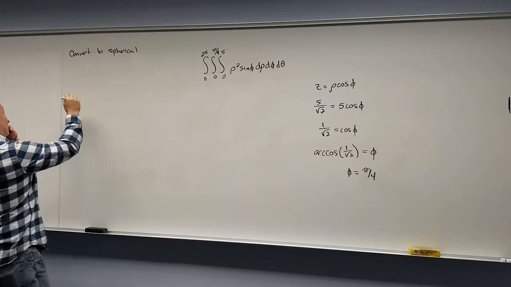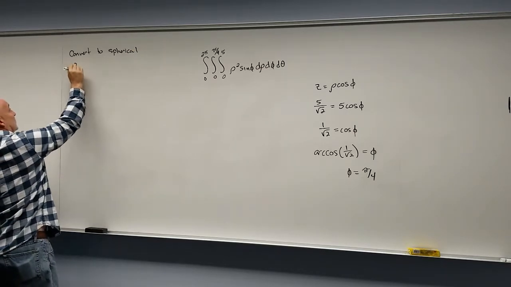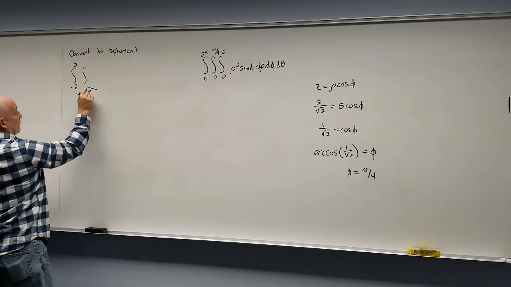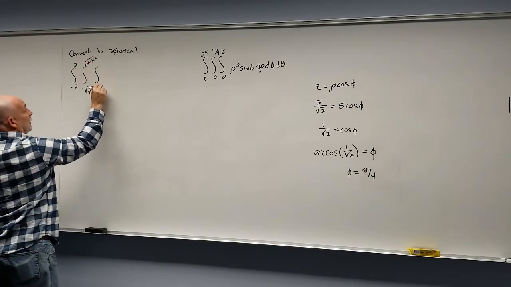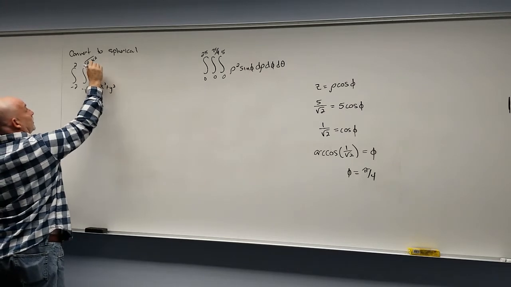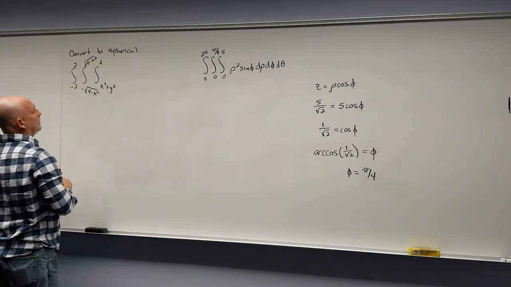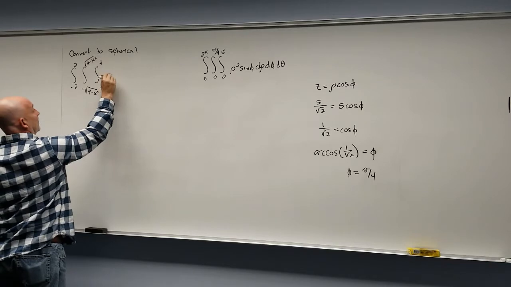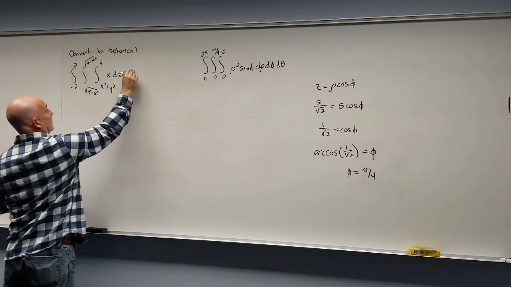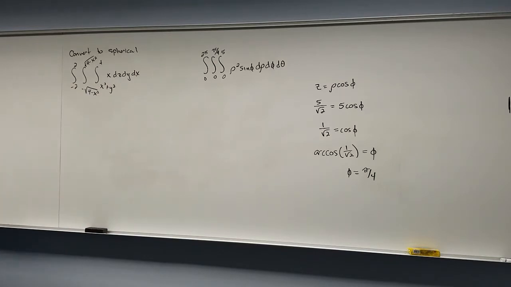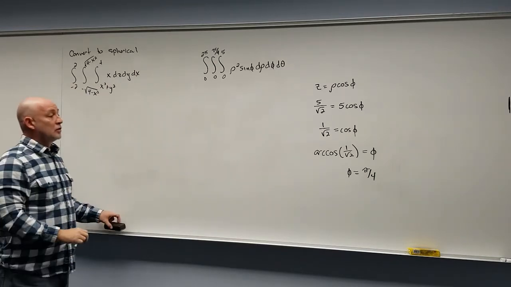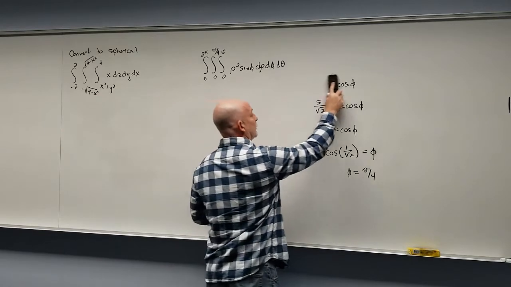Let's see, the one I gave you was x from -2 to 2, y from negative square root of 4 minus x squared to positive square root of 4 minus x squared, and z from x squared plus y squared to 4. I think I put an argument in there. I think it was x dz dy dx. That x may be wrong, but it doesn't really matter. All right, let's say that we wanted to convert this to spherical.